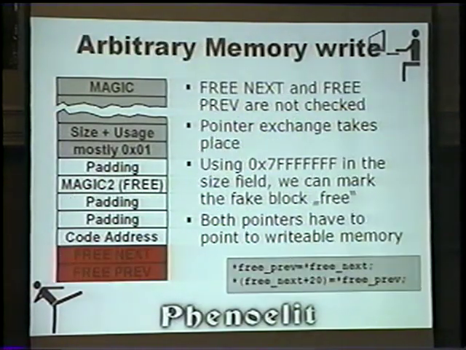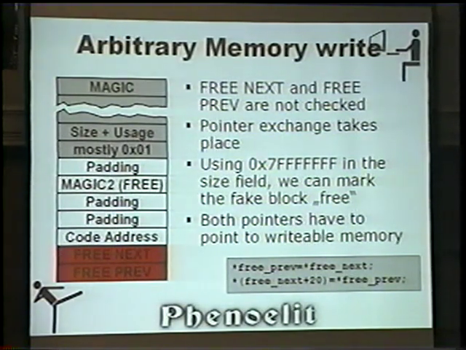So the nice thing about those free blocks, those two pointers are not checked at all. Check heaps does not care about free blocks. So we got two pointers that are used in a pointer exchange when the free block is taken out of the list of free blocks, or when memory is, I can't even pronounce the word, merged together. It got a word, coalesced, is that correct?